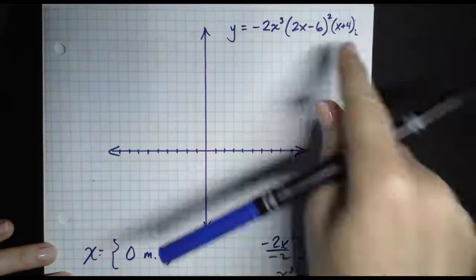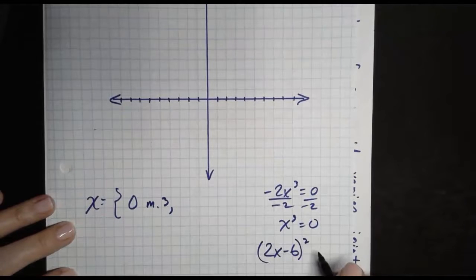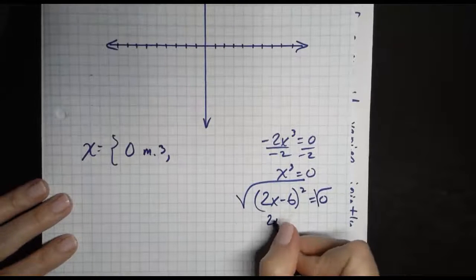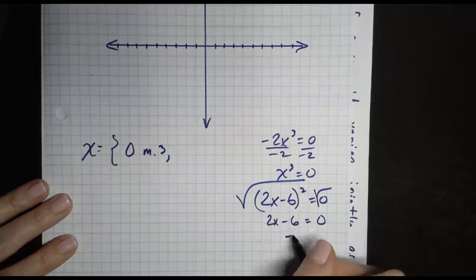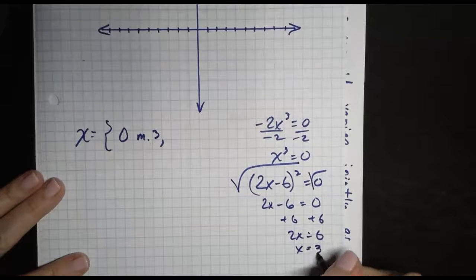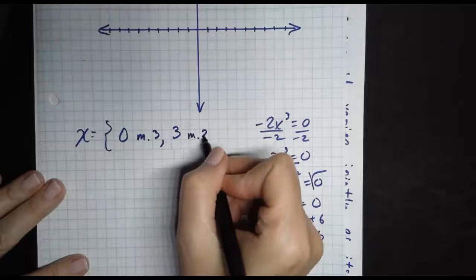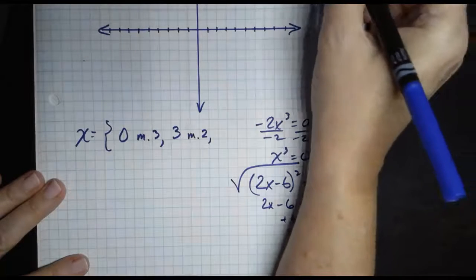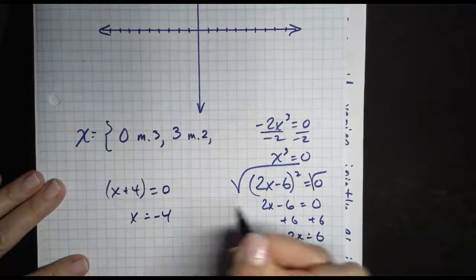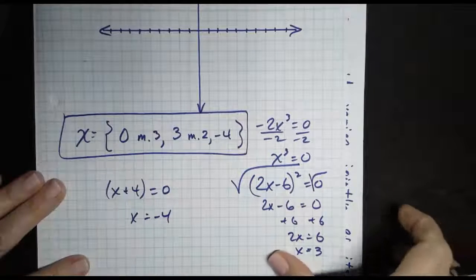Next, 2x minus 6 squared. So if we've got 2x minus 6 squared equals 0, square root, we end up with 2x minus 6 equals 0, plus 6, 2x equals 6, x equals 3 as a double root. So 3 is a double root, so multiplicity 2. And then finally, we got a happy little x plus 4. x plus 4 equals 0, x equals negative 4. That's a single root of negative 4. So here are our roots and their multiplicities.